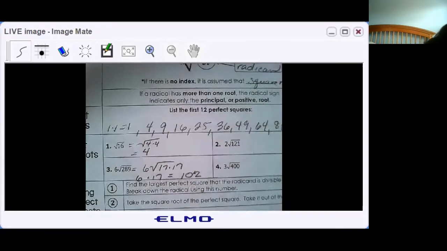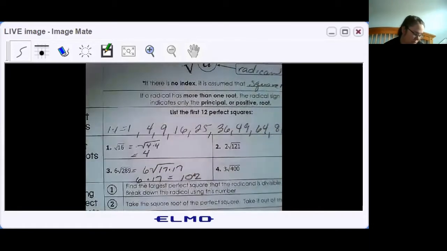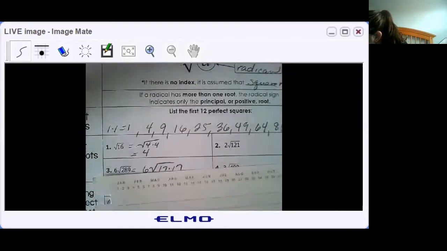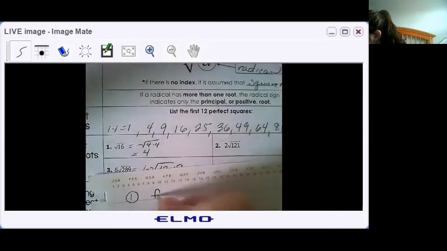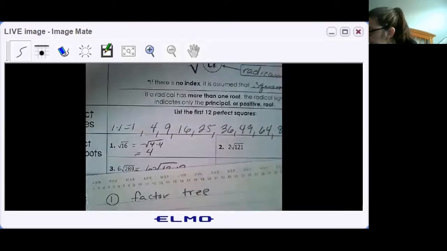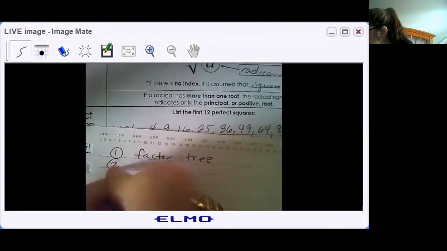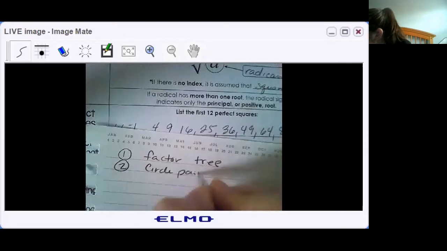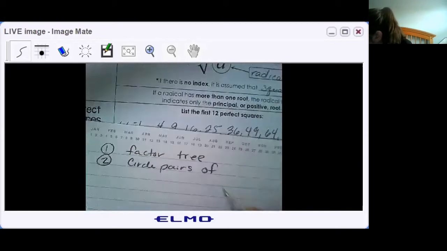Now, on your notes that are in the classroom drive, the directions for finding the square root are a little bit different than what's on my page. So I'm going to write them on a different sheet of paper. Okay. So what I do to find the square root, the first thing I do is I make a factor tree. Then I'm going to circle pairs of numbers. So pairs of matching factors.